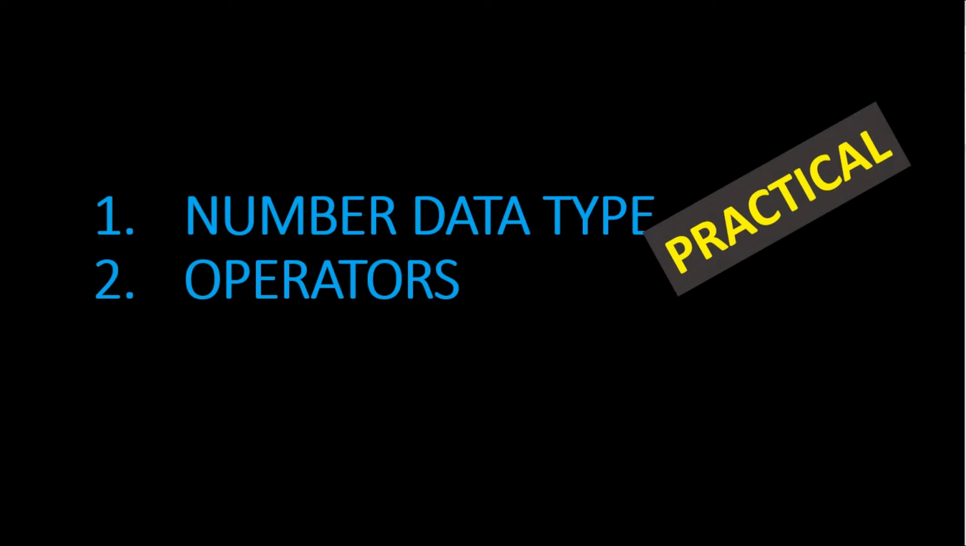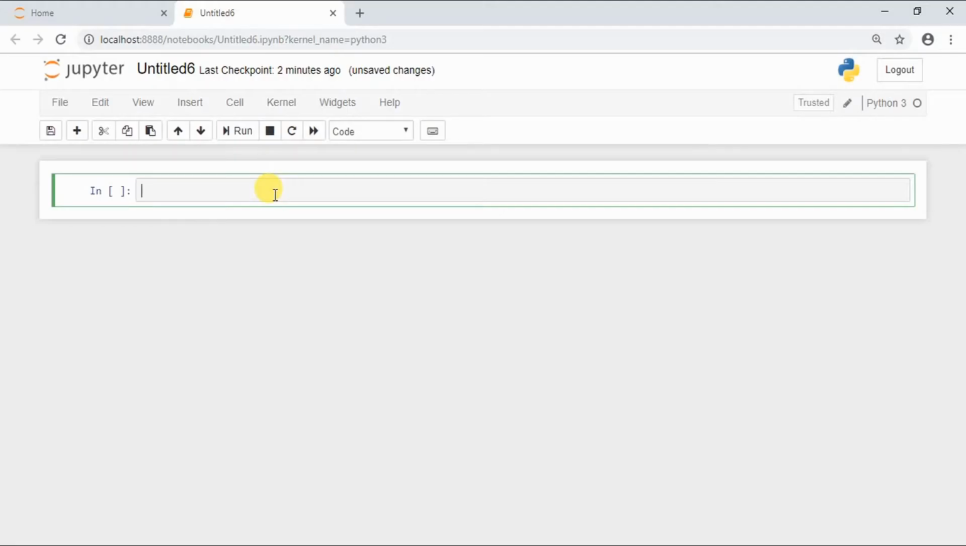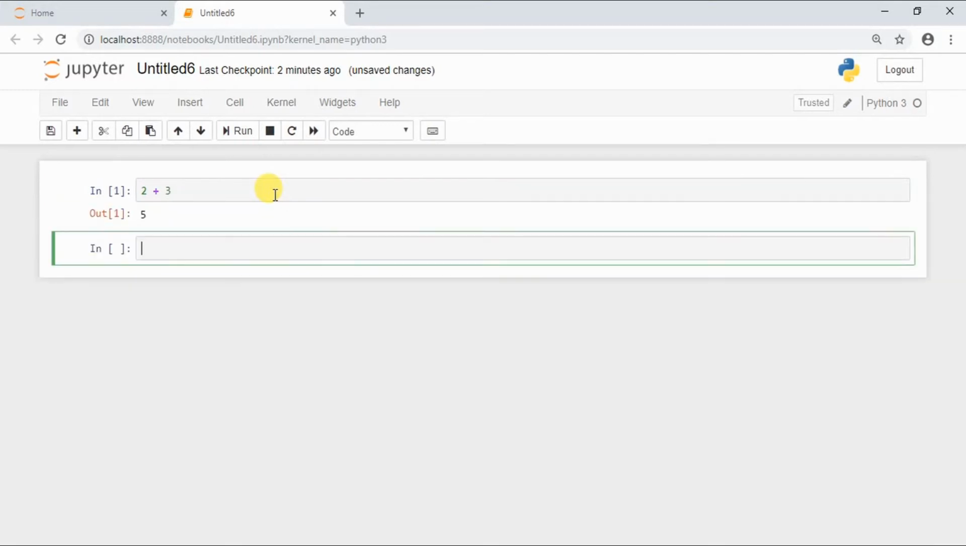So let's start. Let's say I want to do an operation between two numbers. Then what am I going to do? I just have to write here 2. Suppose there is a number 2 and plus, okay, and 3. So I'm going to run this particular cell. I'm getting the result of addition of two numbers, that is 5. So plus is what we are using for addition.